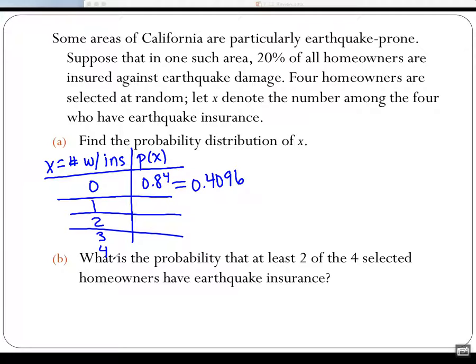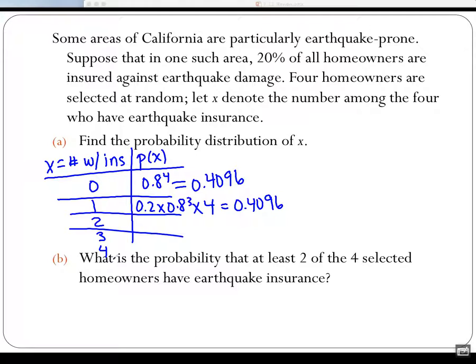Okay, so if one person has insurance, that's 0.2 times, there are 3 people that don't have insurance. But then you have to multiply by the number of ways that this can happen. If there are 4 people, either the first person has insurance or the second or the third or the 4th person. So then you have to multiply by 4. What does that end up being? 0.4096.